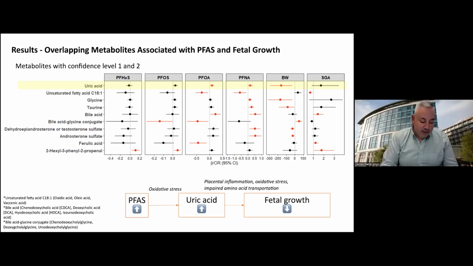They identified a number of specific metabolites that were associated with these exposures and then with the outcome of interest. In this case, I'm highlighting one of these findings for uric acid, where they identified that uric acid was increasing with exposures to PFOA or PFNA, but that as that uric acid increased, there was reduced birth weight and an increased risk for early gestational age birth. So this starts linking these pieces together, so that as these PFAS chemicals are increasing, uric acid is increasing and fetal growth is decreasing.